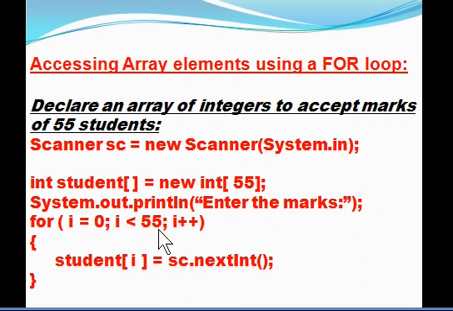What will happen in the first iteration of the loop? The index number will be 0 because the value of i is 0. So at index number 0, whatever value is entered by the user will be stored. Similarly, in the next iteration, at index number 1, the value will be stored, and so on. So in total, we will have 55 different values.